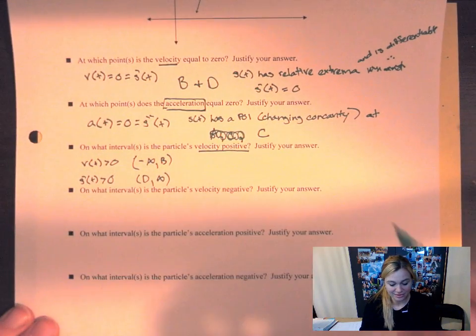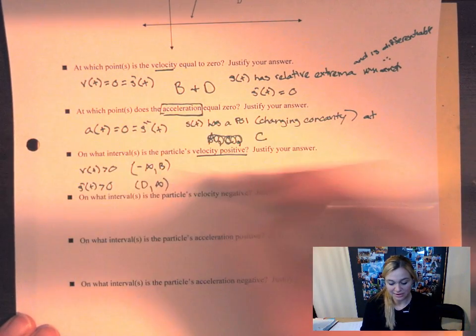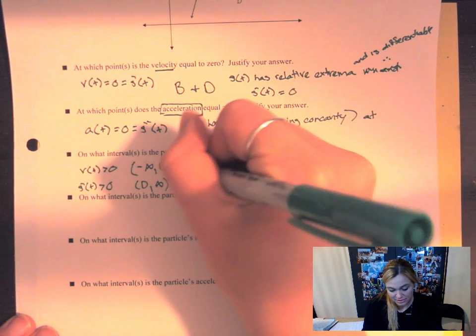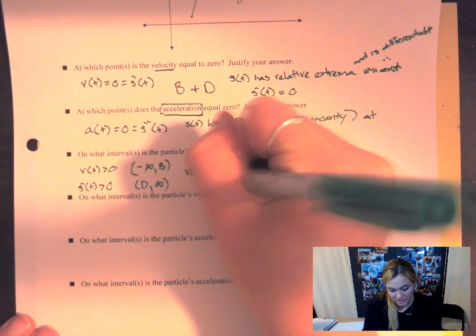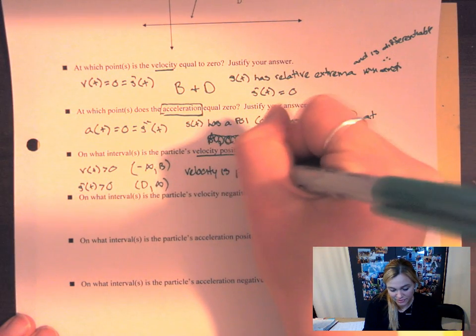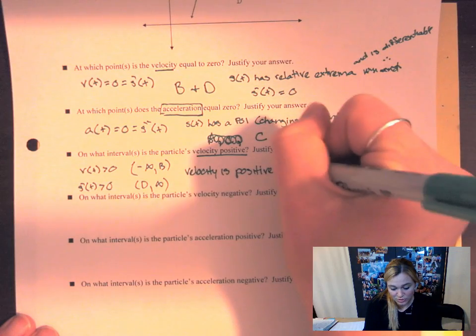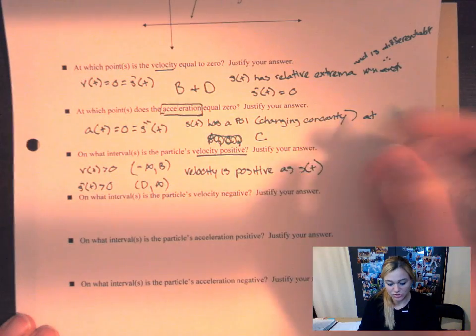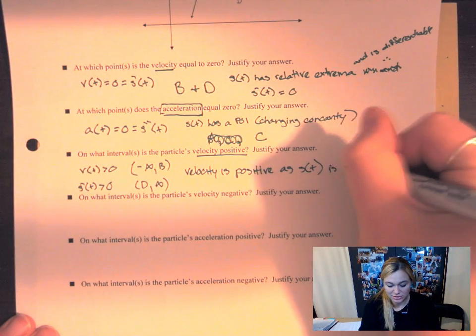And I already put a lot of these things here, but this is all good stuff to be writing. And the reason is velocity is positive. And you want to say something about s of t because that was what was given, not just s prime of t is greater than 0. So you'd say as s of t is increasing.